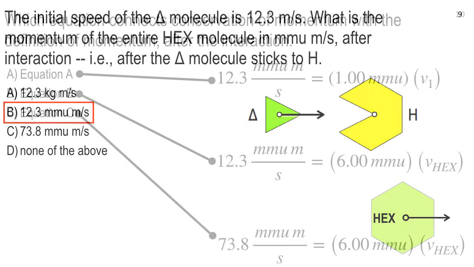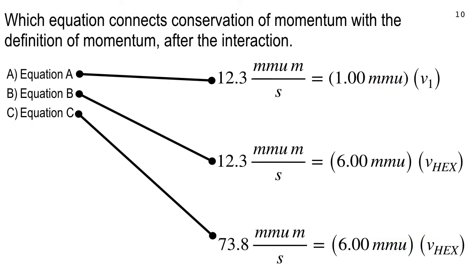All right, next question. Which equation connects conservation of momentum? I'm glad we're going over this because this is going to help you. Think about all 3 of these equations. Which one connects conservation of momentum and the definition of momentum after the interaction? Because remember, that's the key strategy. We worked on that on Thursday. After the interaction, conservation says you still have the same amount. It's just rearranged, a different number of particles maybe, but it hasn't disappeared. So go ahead and make your choice.